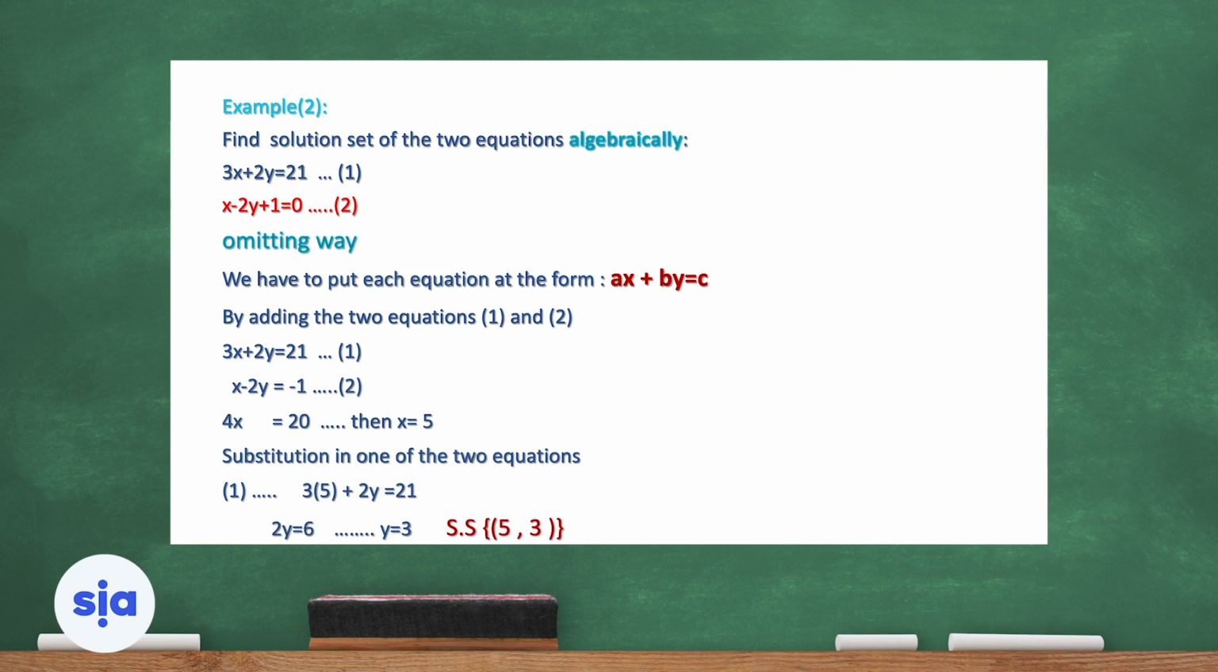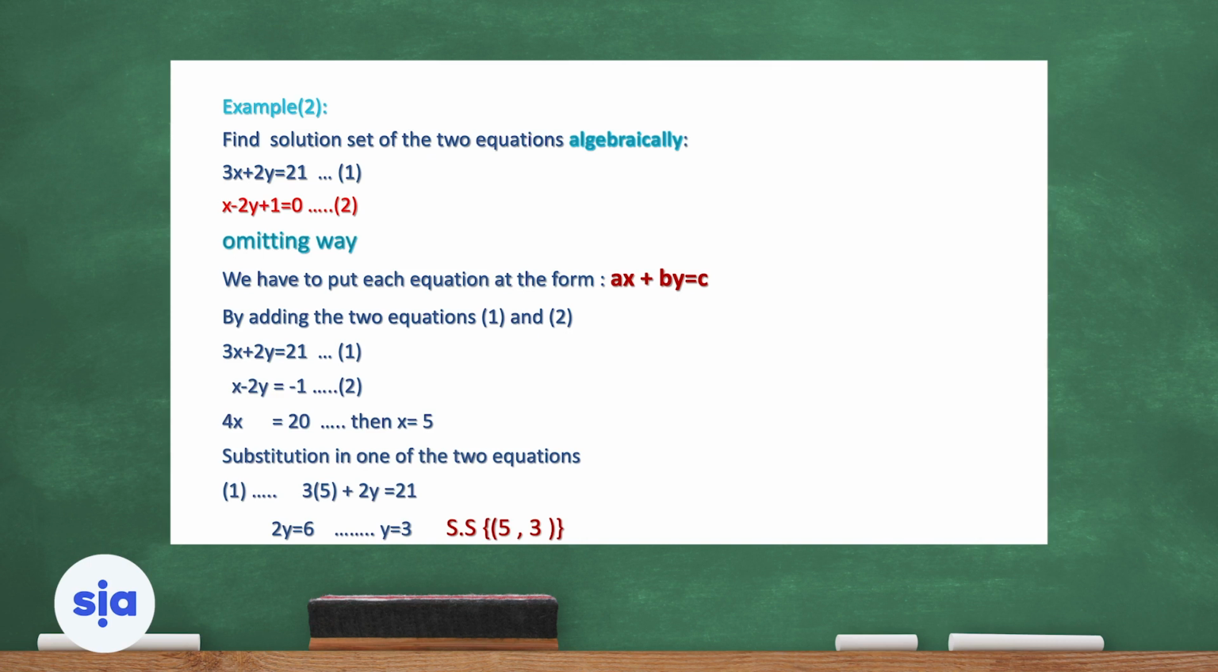Now, you have the option to choose between the substitution method or the omitting method. As you can see here, the coefficients of y are almost the same. The first one is 2 and the other one is negative 2. So, yes, exactly, we're going to use the omitting method. Here we're going to add these two equations together. As you can see, when we add, the 2y and the negative 2y will be crossed out together. So it's 4x equals 21 plus negative 1, this is 20. We divide both sides by 4, so x equals 5.